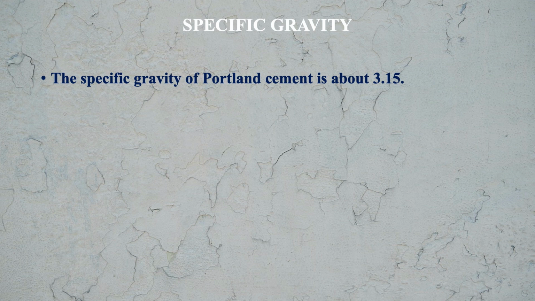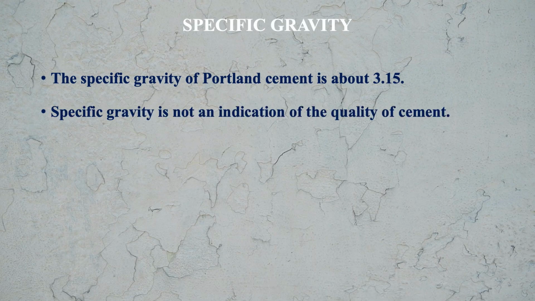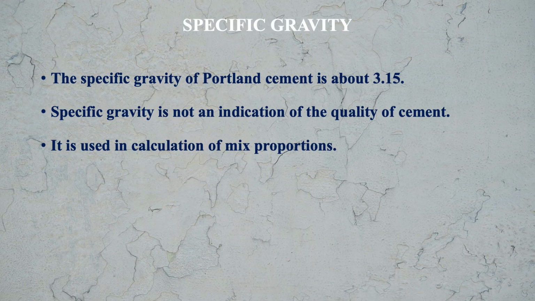Now the next property is specific gravity. What is the specific gravity? The specific gravity of Portland cement is about 3.15. Specific gravity is not an indication of the quality of cement. It doesn't give an indication of the quality. It is used in calculation of the mix proportions. When we do the design mix, this property of the cement will be used.